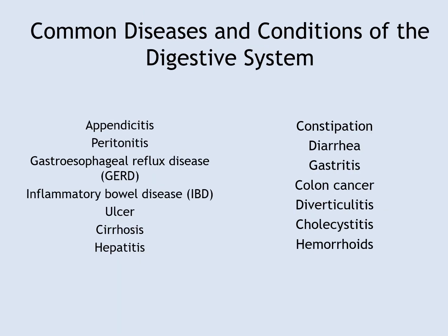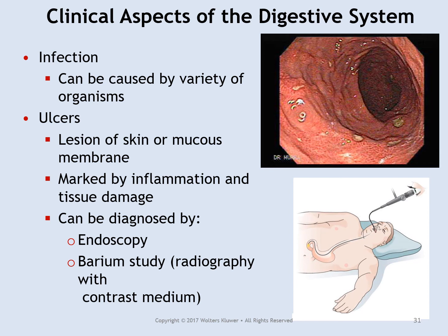We're going to look at a number of diseases and conditions that you see with the digestive system. Infections of the digestive system are not uncommon. You know that if you've ever spent a night wrapped around a toilet. There are a lot of different things that will infect the digestive system: bacteria, viruses, parasites. We'll look at ulcers, which are not uncommon in the digestive system, especially in the stomach.